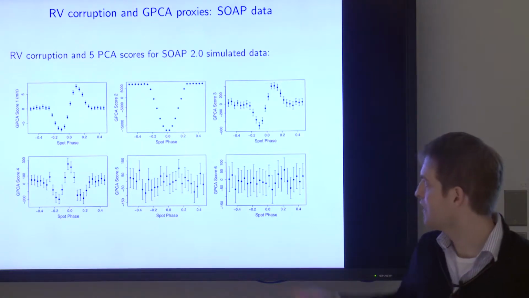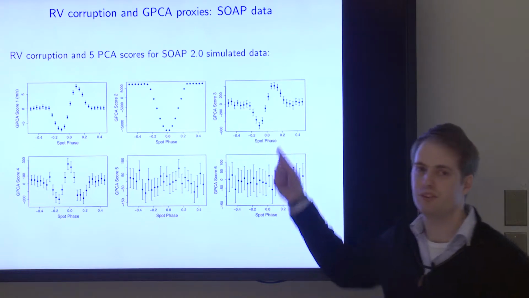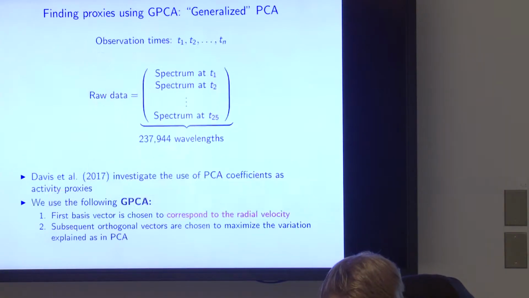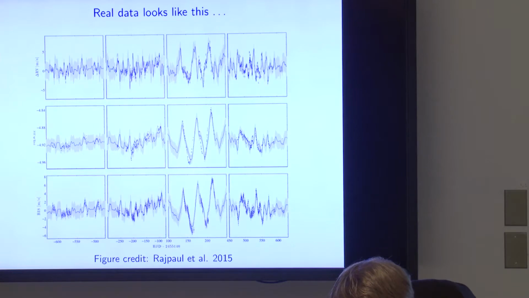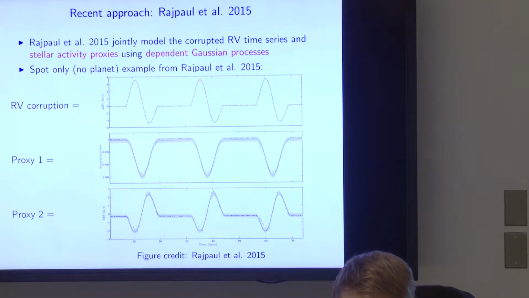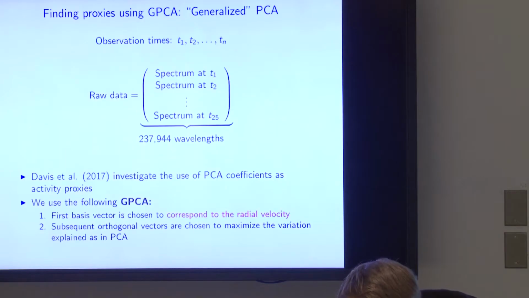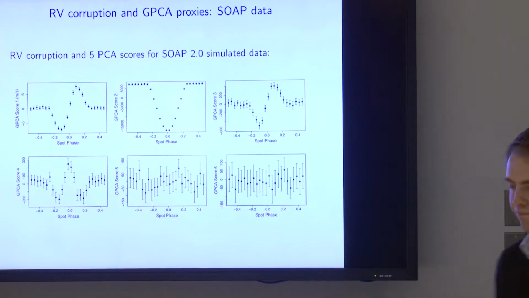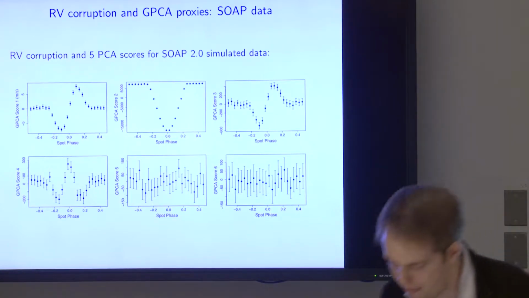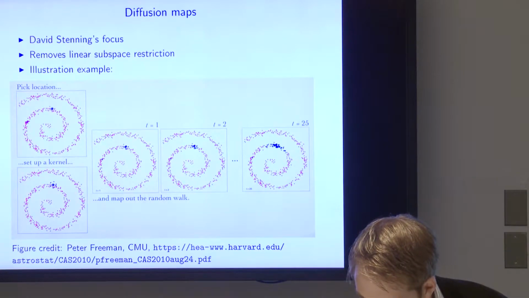So these actually look very similar to the Raj-Paul et al. signals. So this is the signals they had, and you'll see that our signals are kind of similar. Okay. But you can also do things other than PCA.